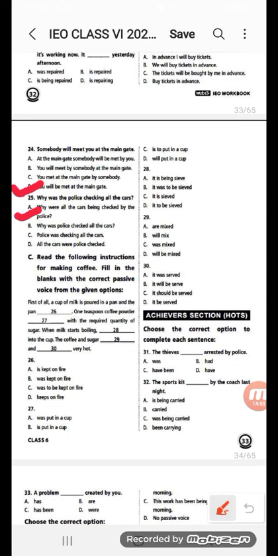Okay, exercise C. We have to read the following instructions for making coffee. Fill in the blanks with the correct passive voice from the given options. First of all, a cup of milk is poured in a pan, and the correct answer will be, a pan is kept on fire, one teaspoon coffee powder is put in a cup.